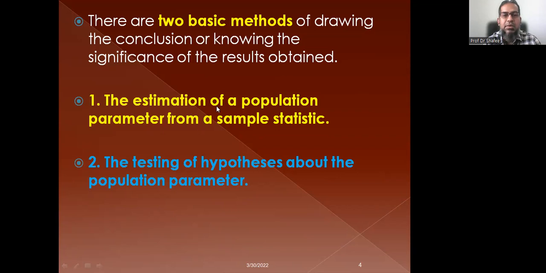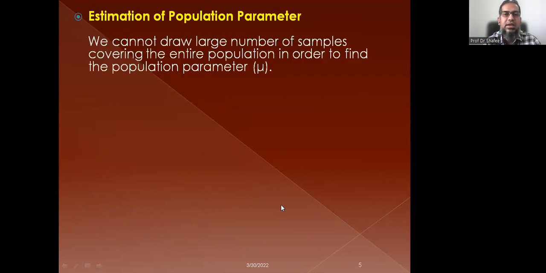So what we have to do is the estimation of a population parameter from a sample statistic. You have taken the sample, found the mean, median, and mode, and you need to estimate the population parameter from this sample statistic. How it is done, we will see later on. Then we need to develop a hypothesis, like there is an effect of salt on blood pressure or there is no effect of salt on blood pressure, and you need to test this hypothesis. So these are the two methods by which we can find out the significance in a given situation.